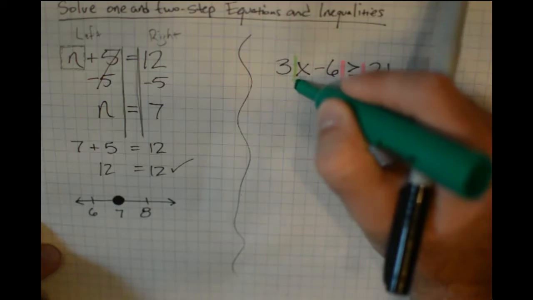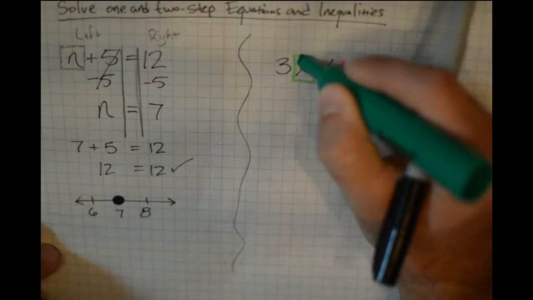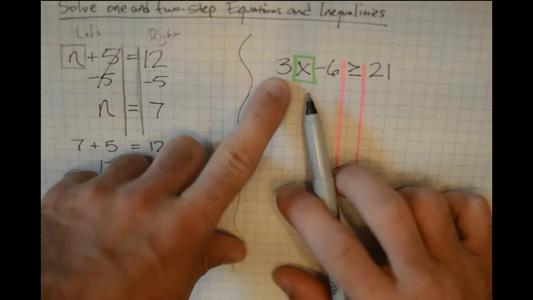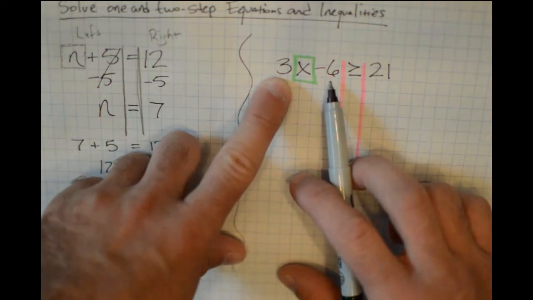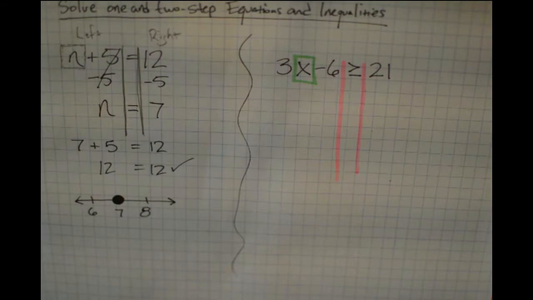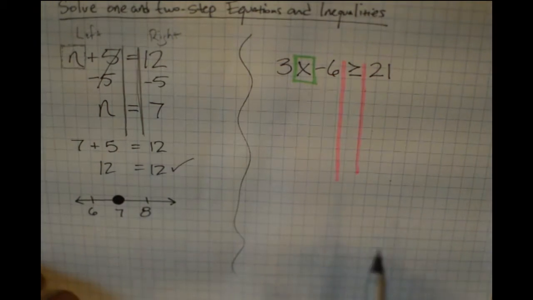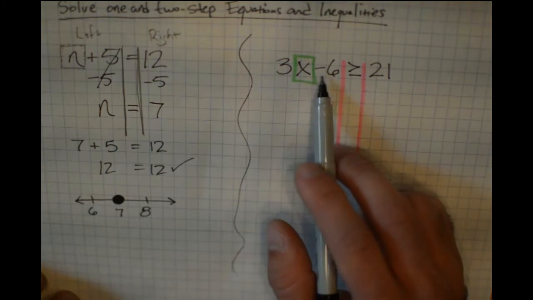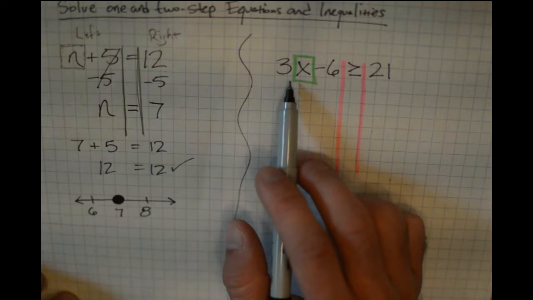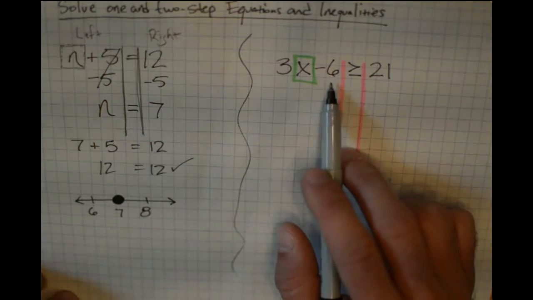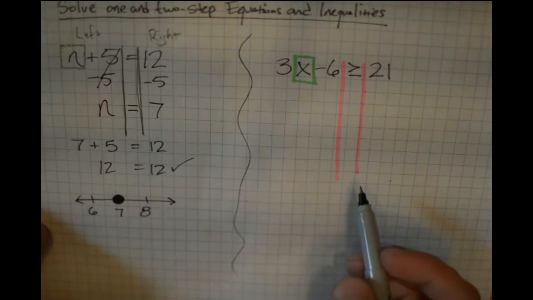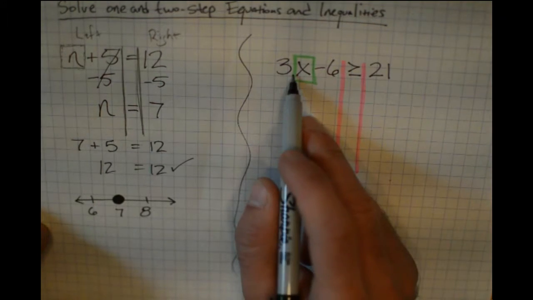On the left side, this x, that is the variable that I want all by itself. So what I know is I have to get rid of the 3 somehow, I have to get rid of the minus 6 somehow, so I have to do opposite operations. Think about what operations are going on. I have 3 times x minus 6, so I'm going to have to undo multiplication and I'm going to have to undo subtraction. So let's say you'd want to undo this multiplication first.